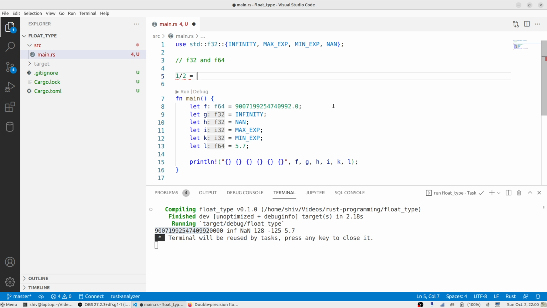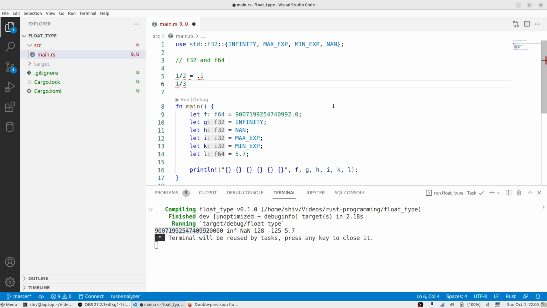Okay, so put a point. So this becomes 2 by 2, which is 1. So 0.1 is the binary representation. Suppose there is 1 by 3, then point, and then 2 into 1 would be 2, which is less than 3. So we put a 0 and multiply again.